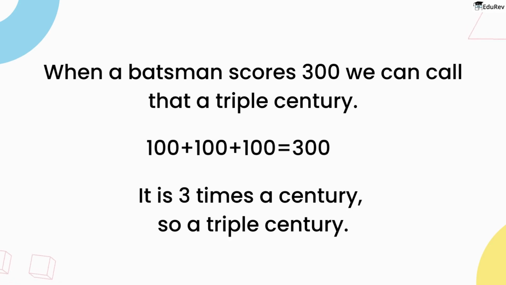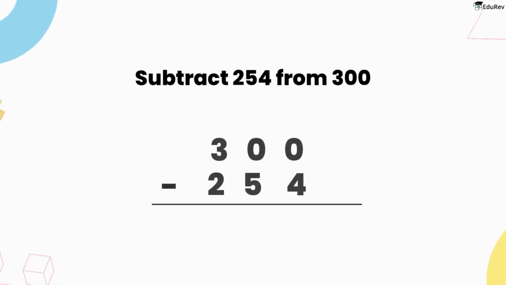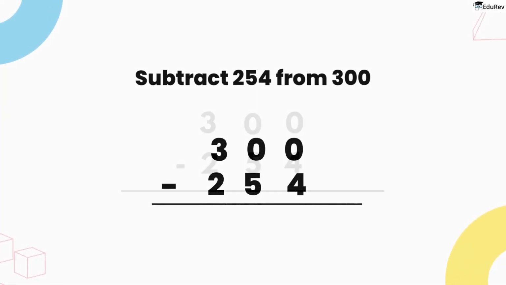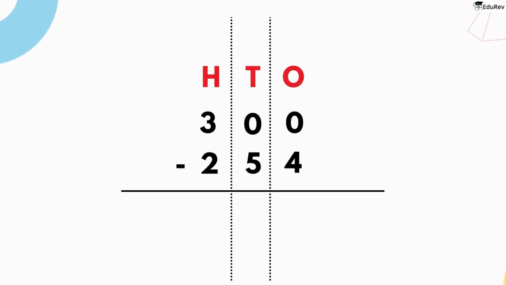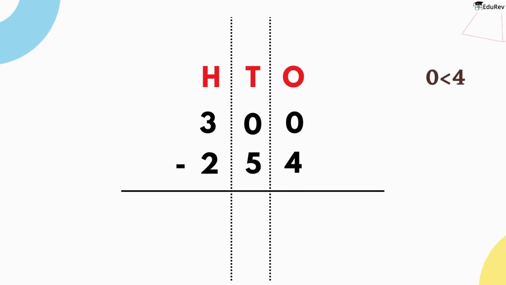To find how many runs Ram needs to complete a triple century, we will subtract 254 runs from 300. We make dotted lines to separate the columns and start with ones place. 4 is greater than 0. So we borrow from tens place. Tens place also has a 0. We borrow from hundreds place. 300 becomes 200 in the hundreds place as we borrow 100 from it.